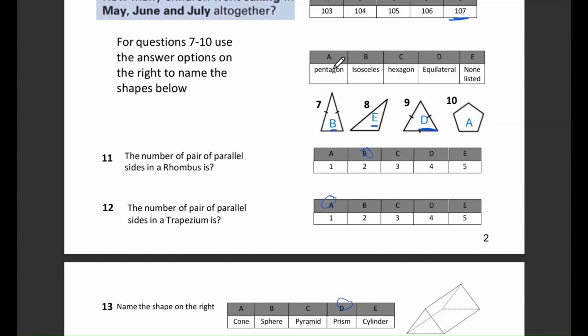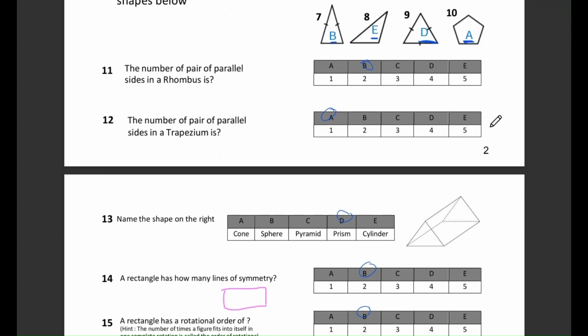The options are A. Pentagon, B. Isosceles, C. Hexagon, D. Equilateral, and E. None listed. A 5-sided shape is called a pentagon. So the correct answer here is A. Pentagon. Question 11. Question 11 asks us how many pairs of parallel sides does a rhombus have?